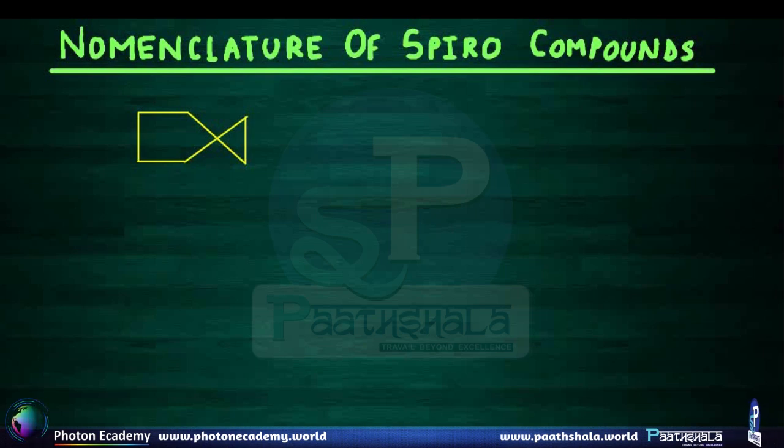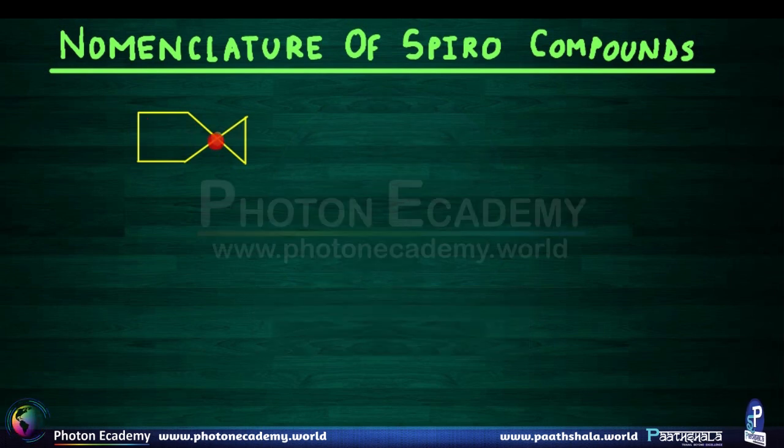Nomenclature of Spiro compounds. Spiro compounds are organic compounds having two rings in which one carbon atom is common. So, this is an example of a Spiro compound in which this carbon atom is the common carbon atom. The difference between bicyclo and Spiro compounds is that in Spiro compounds we just have one carbon in common, and in bicyclo compounds we have two carbons in common.